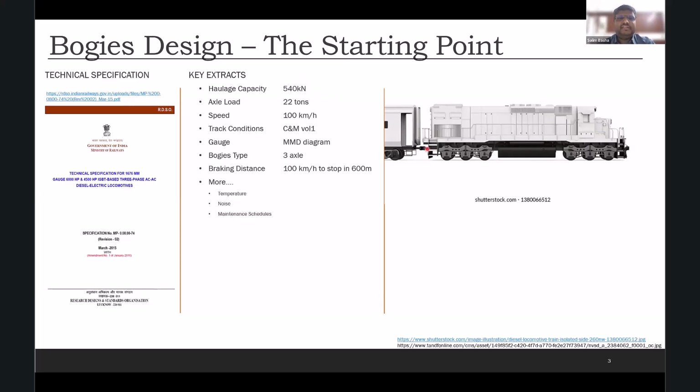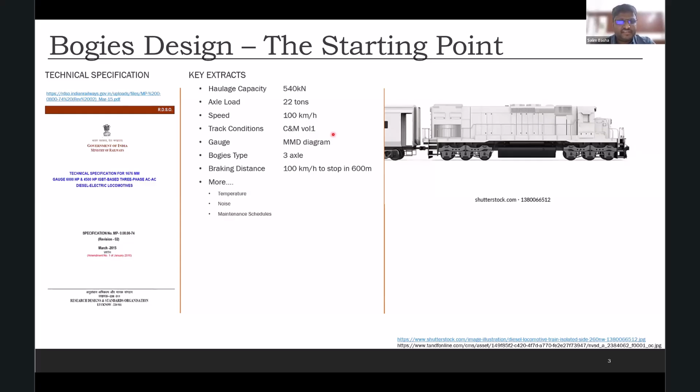Good. And then they also specify the track condition. So this is how the track would be. The characteristics of the track would be defined in a certain document, which is called C&M Volume 1. So I need to ensure that my locomotive should be able to run at 100 kilometer per hour on the track conditions defined by the C&M Volume 1 document. And they also define the gauge, that my locomotive cannot be wider than this or taller than this, because this is my scope. This is my gauge that I need to follow.